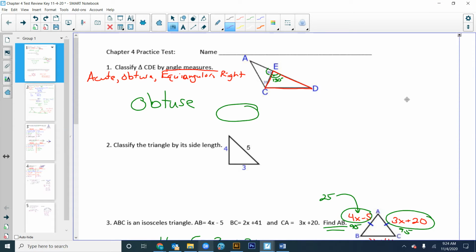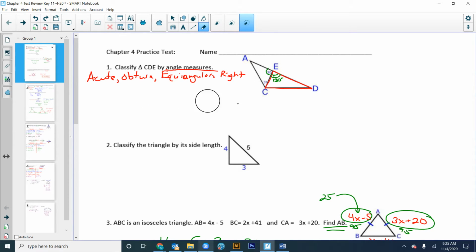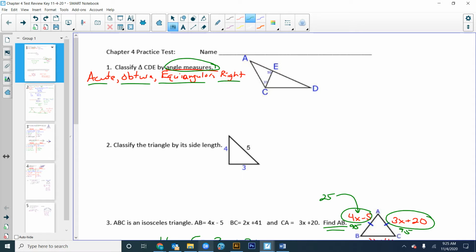All right, let's go over the practice test from yesterday. Some of the answers I'll just put up and you can discuss them. Other ones I'm going to work out from scratch. So number one, if it says classify, you should be thinking, okay, is it angle measure or side lengths? And as soon as you see angle measures, your choices are acute, obtuse, equiangular, or right.